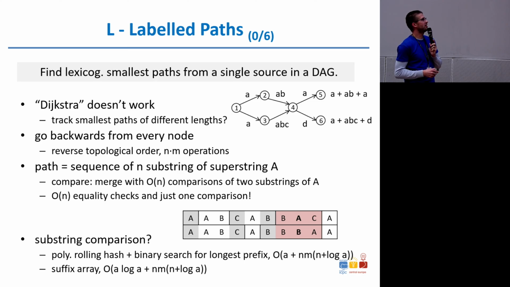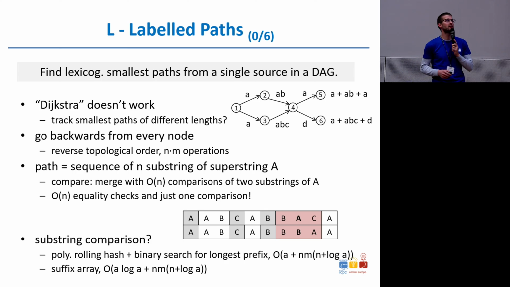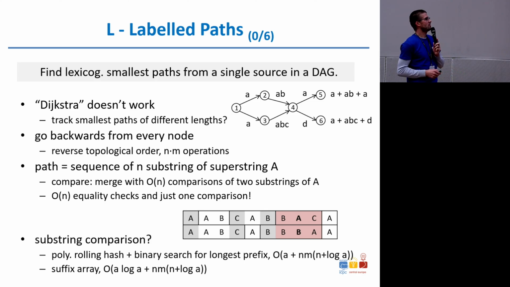But what we're dealing with here are paths which are sequences of substrings of a superstring. Every edge was a substring of some superstring, and then you're concatenating these substrings, and you have to compare such paths so that you can decide what's better, going from 1 to 2 or from 1 to 3, if you know that the shortest path from 2 to 5 is ABA and from 3 to 5 is ABCA. How do we do this?